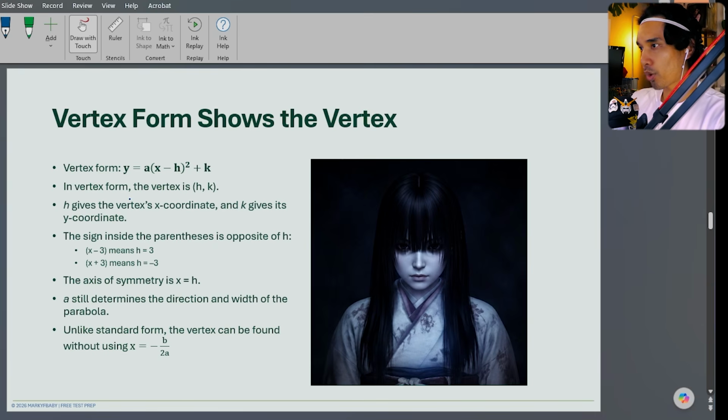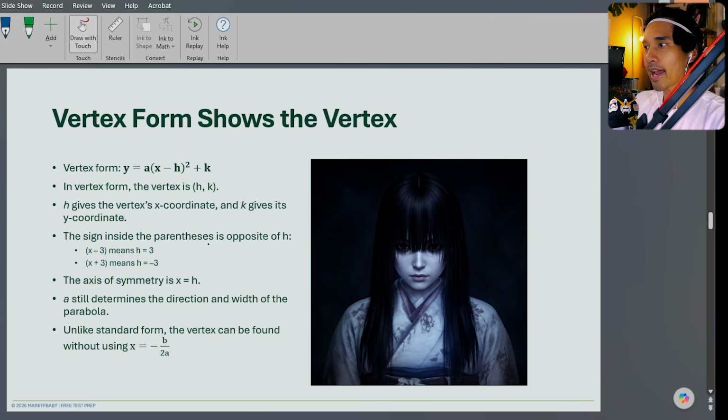In vertex form, the vertex is (h, k). This one is actually easier to find the vertex, okay? So h gives the vertex's x-coordinate, and k gives its y-coordinate. So in this case, I do have an example here behind the picture. So let me just read these.